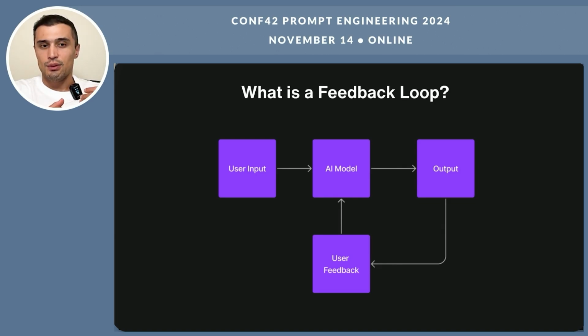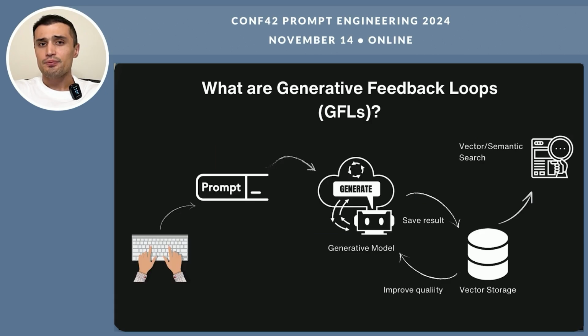When you give an AI model data, you can train it, but in real time, user input can also impact the model's responses. Generative feedback loops, or GFL for short, take the approach of generative AI a step further by introducing a continuous improvement cycle. As you can see in the diagram, in GFL, the output generated by the AI, when you do prompt engineering, is not just a final product, it's part of an ongoing process.